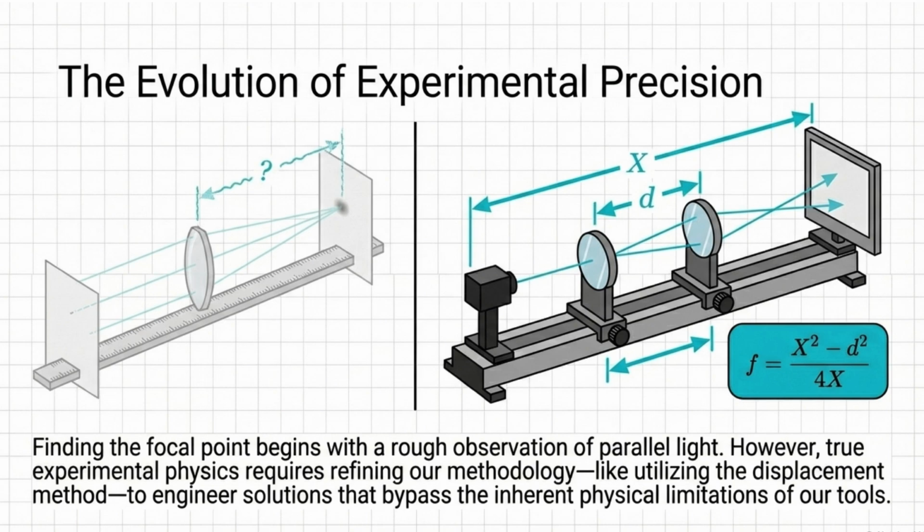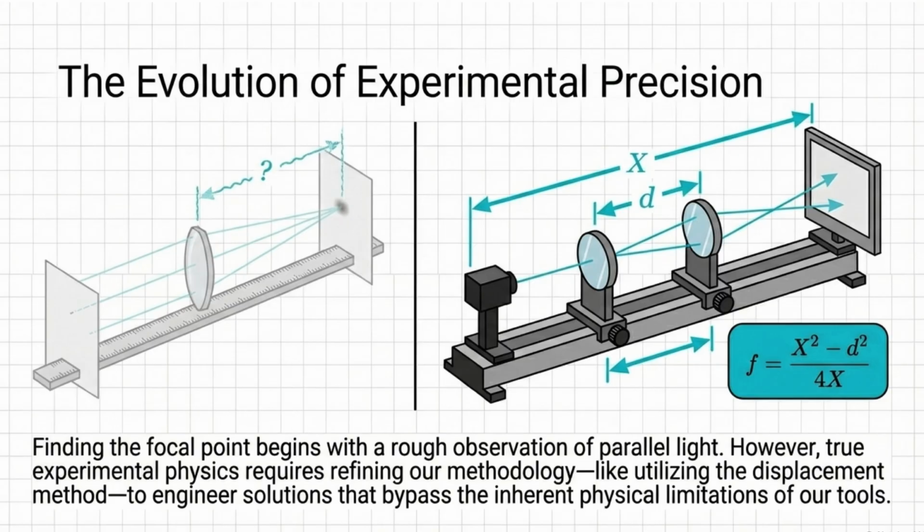The focal length is calculated using the formula f equals x squared minus d squared, divided by 4x. Here, x is the distance between the object and the screen, and d is the distance between the 2 lens positions. This method is more accurate because it depends on relative measurements, which cancel out systematic errors.